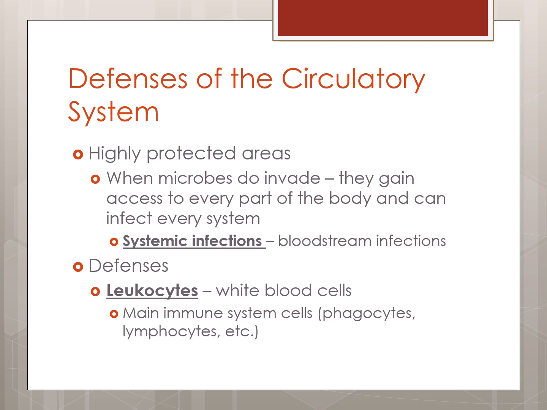So one of the biggest defenses we have is our white blood cells that are constantly moving around in our circulatory system. We call these leukocytes. That is the technical term for our white blood cells, but that is our main immune system defender, if you want to think of it that way. So phagocytes, lymphocytes, things like that. These are white blood cells.